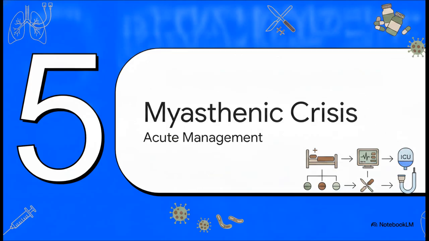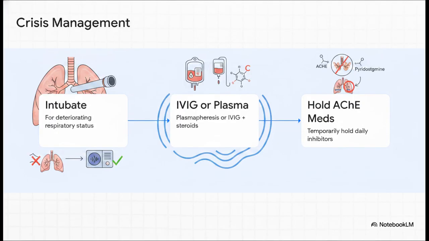Section 5. Myasthenic crisis acute management. Respiratory failure protocols. Things can go south fast. A life-threatening myasthenic crisis can be triggered by infection, surgery, pregnancy, an immunosuppression taper, or those offending medications we just talked about. A crisis means worsening generalized or oropharyngeal weakness that is actively causing respiratory insufficiency.